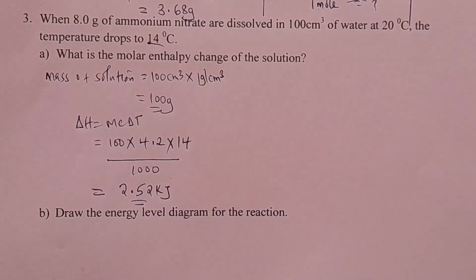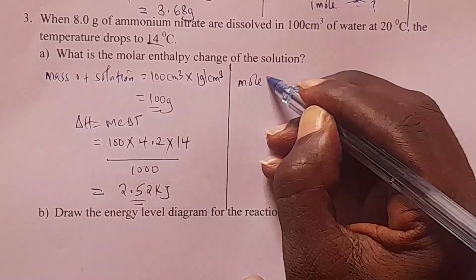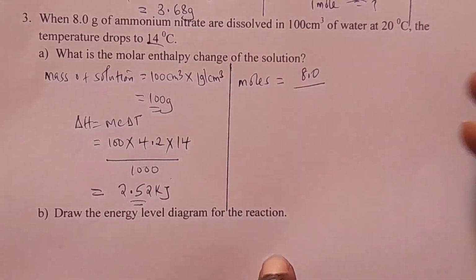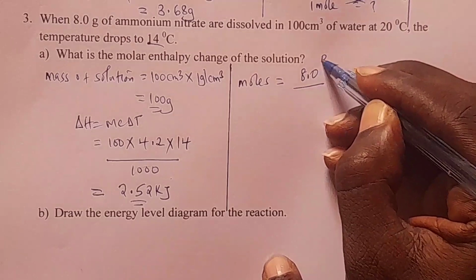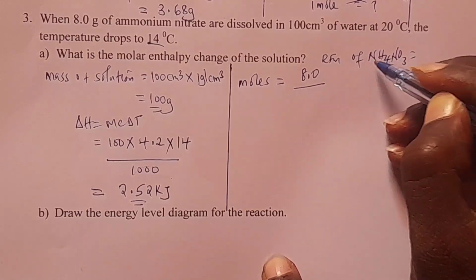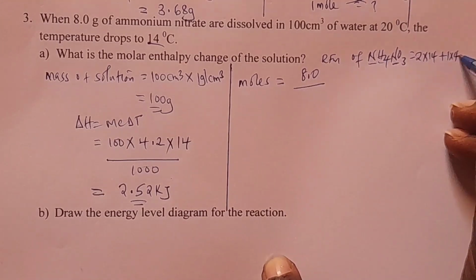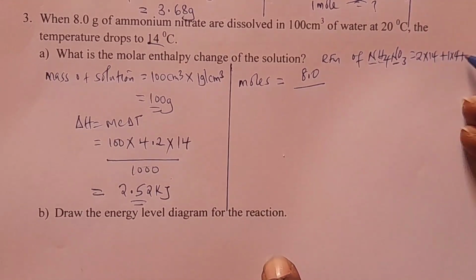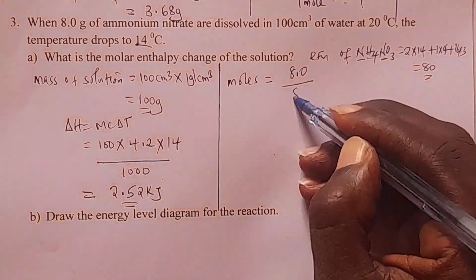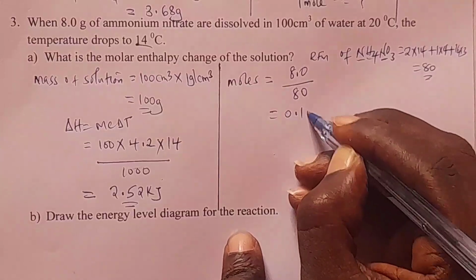Next, we are going to get the number of moles. Moles is given by mass over molar mass. The mass given here is 8.0 divided by the molar mass of ammonium nitrate. Let's talk about the RFM of ammonium nitrate. Ammonium nitrate is written like this. So it is 2 of nitrogen, that's 2 times 14, plus I'm having 1 times 4 for hydrogen, then I'm having 16 times 3 for oxygen. If I do all this, I'm going to get 80 as my RFM. So that means it will be 8.0 divided by 80 here. I'm going to get 0.1 moles.